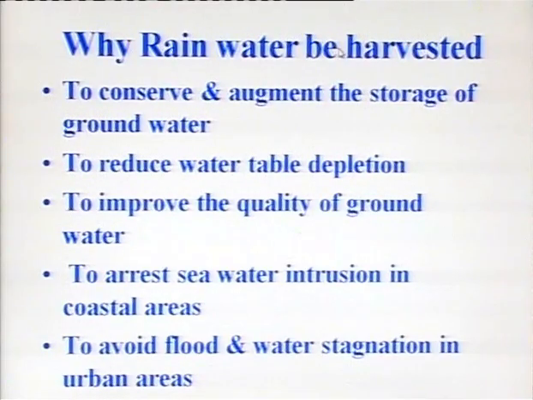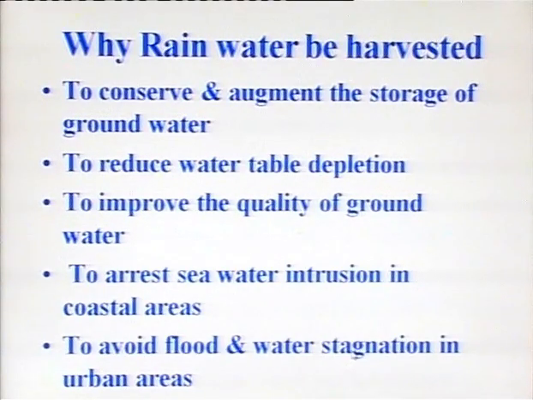Rainwater is also harvested to improve the quality of groundwater. Rainwater is very fresh water, the ultimate source of water, so to improve the quality of groundwater, rainwater must be harvested. It is also harvested to arrest seawater intrusion in coastal areas, to increase the water level in these areas. This water goes into the sea with the help of filter media.